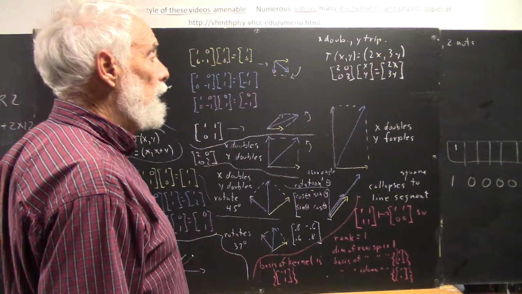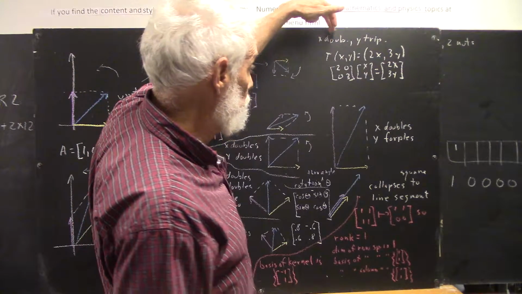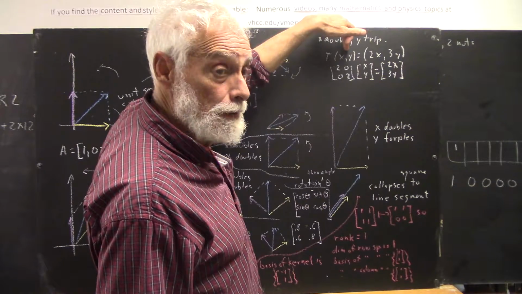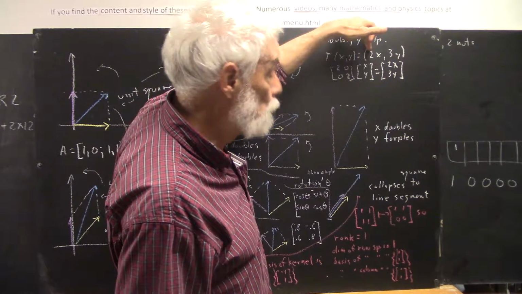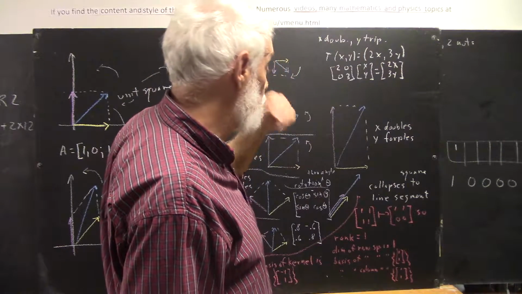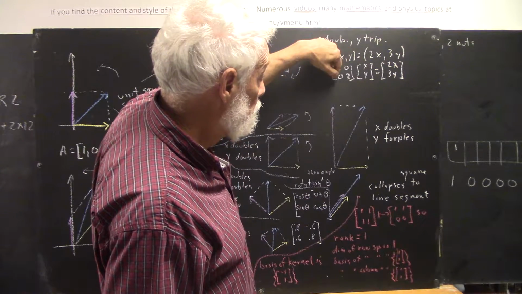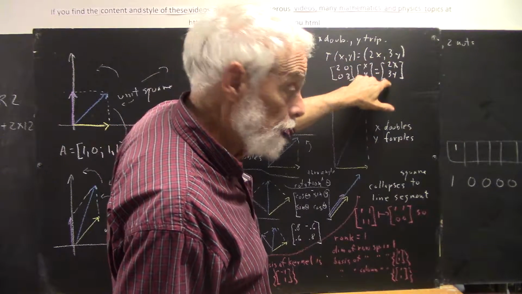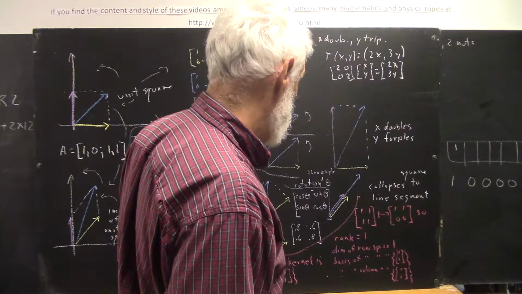And I think maybe I ask you in the document for the transformation for x doubles and y triples. Well, that means that xy would transform to x doubles 2x, y triples 3y. What's the matrix for that transformation? Clearly 2, 0, 0, 3 is what you would multiply by xy in order to get 2x, 3y.